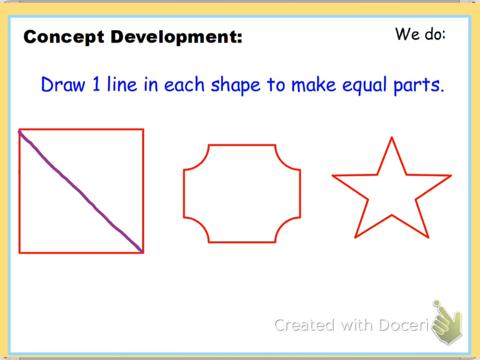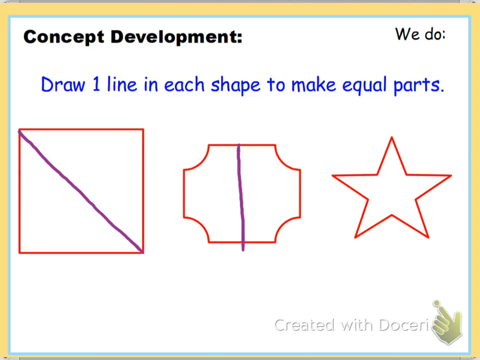Now looking at this one, we know that we can do it like this, or we can do it like this. We know that we cannot do something like this because this piece would be way smaller than this piece. So it has to be something like this.